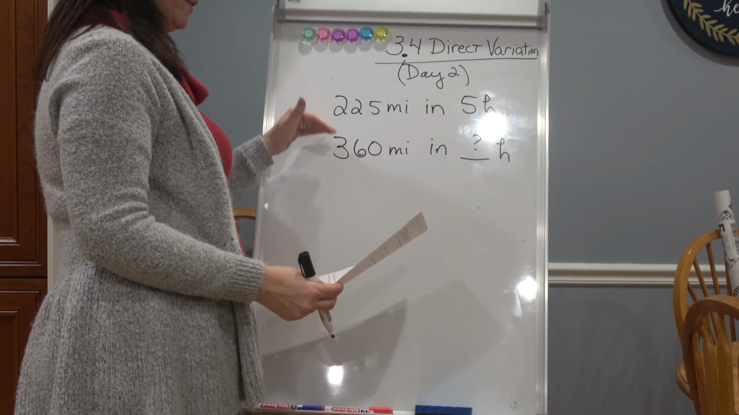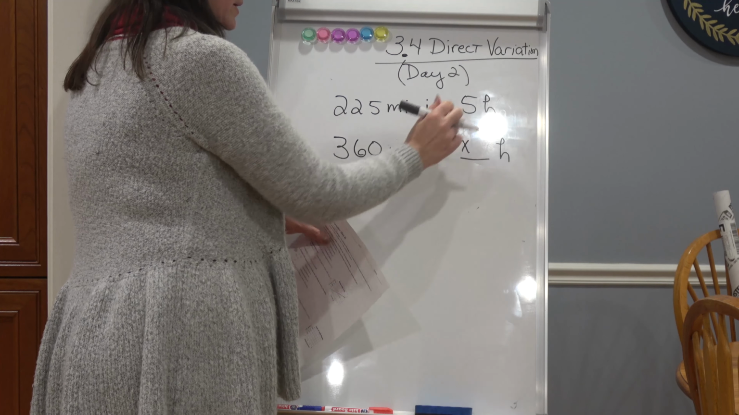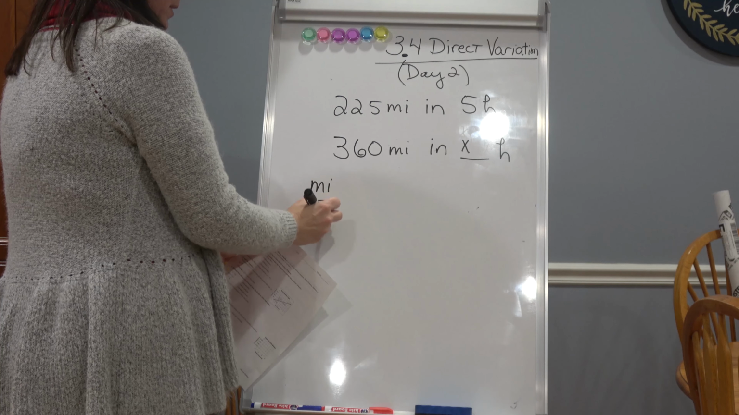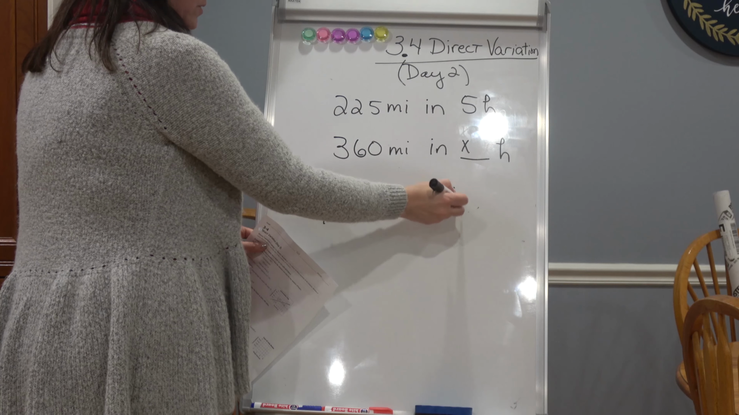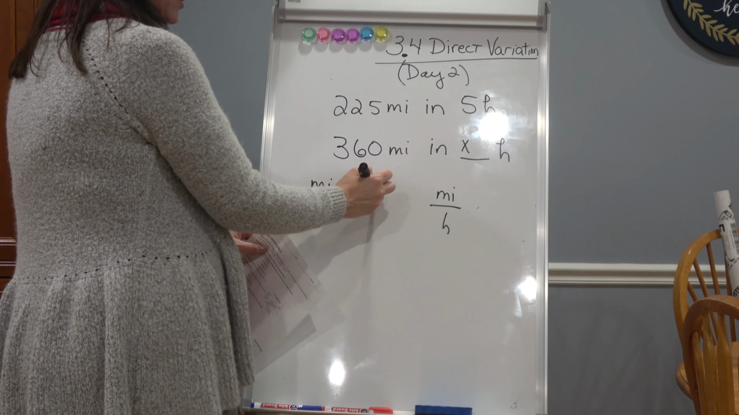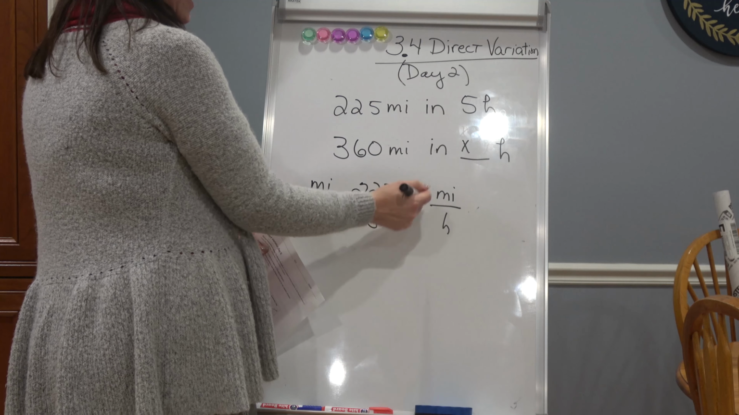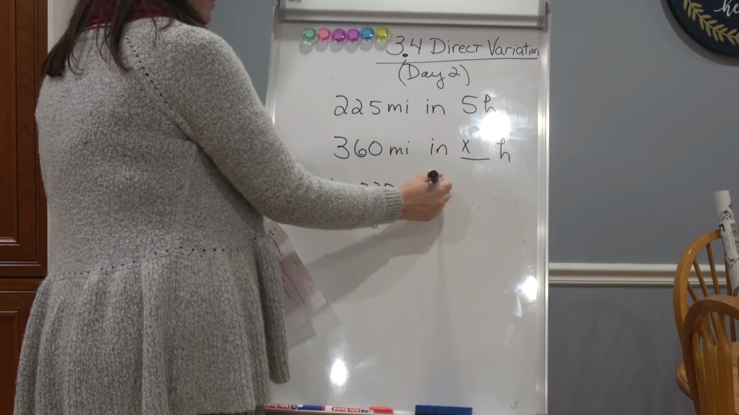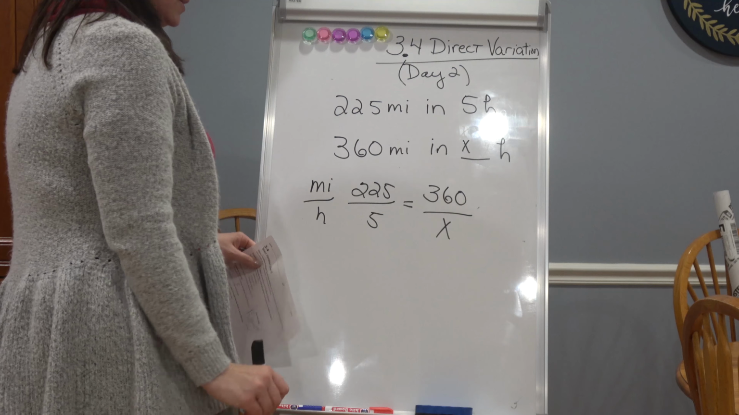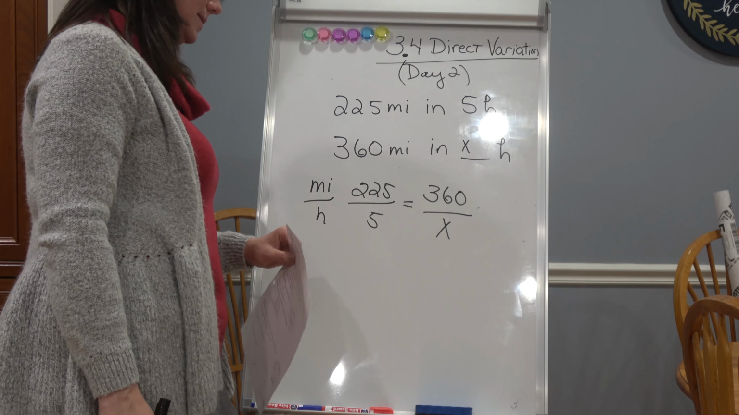We set it up in a very organized way. We didn't know what this was, so we can call it X, not question mark. And we can say, well, if we have miles over hours, then that should equal miles over hours. So if we go 225 miles in 5 hours, and we're staying at the same speed, how many hours for 360 miles? 360 miles in X hours. And so we could solve our problem like this.